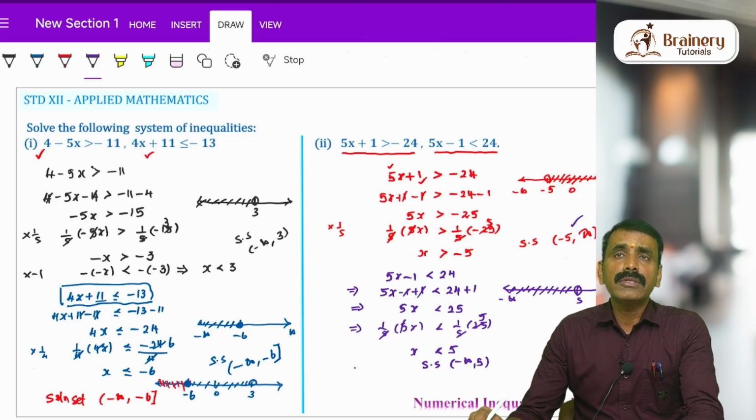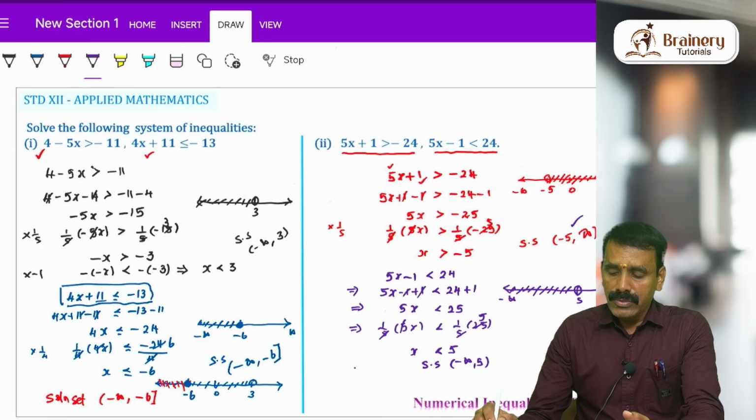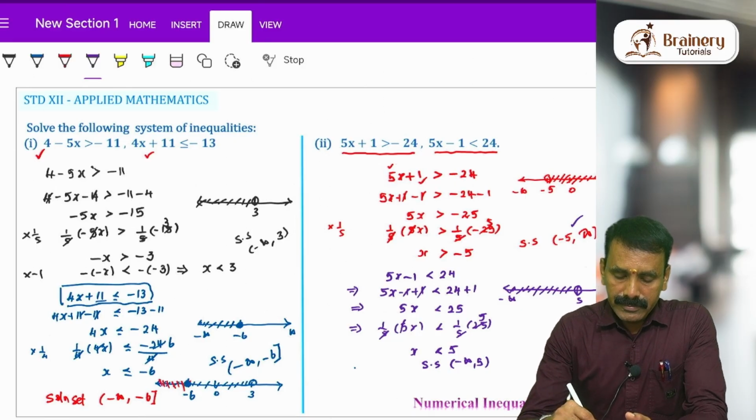Now we are going to find the solution set for the system, that is the value of x which will satisfy both the inequalities. So we are going to combine these two answers.